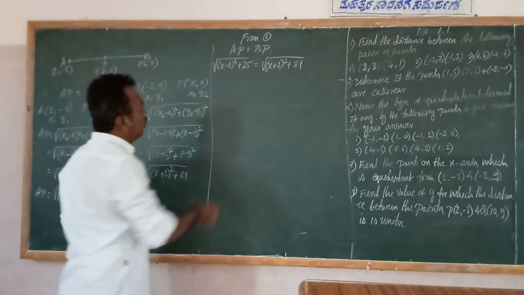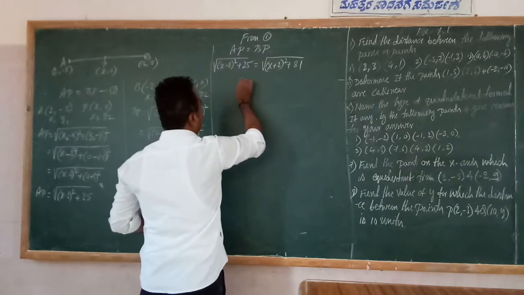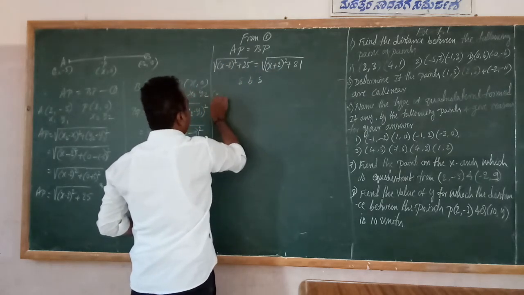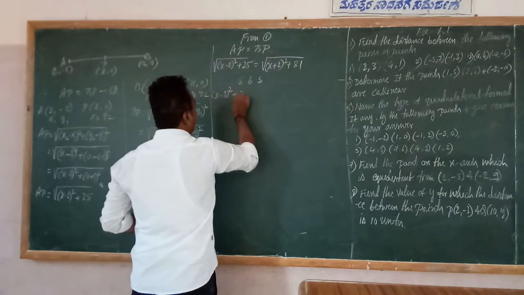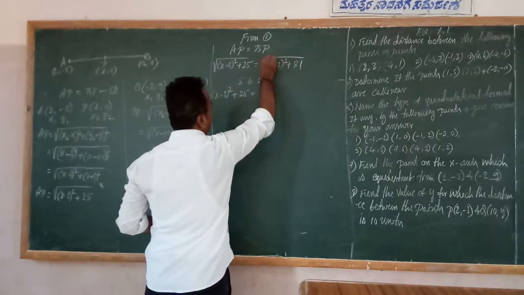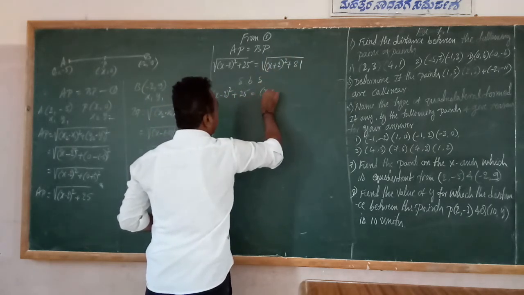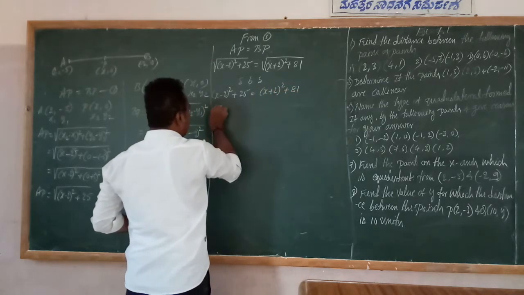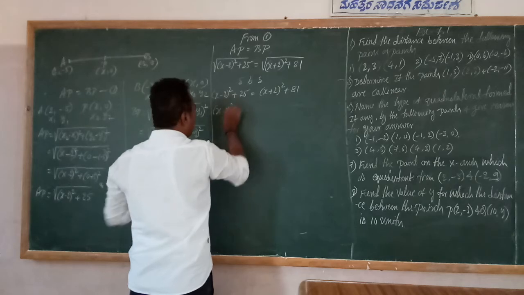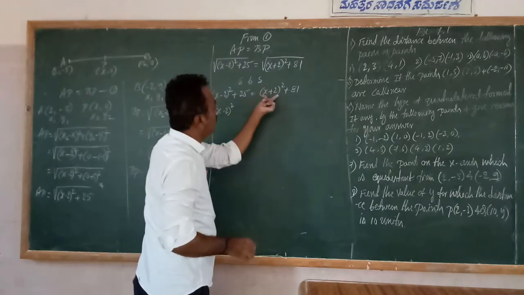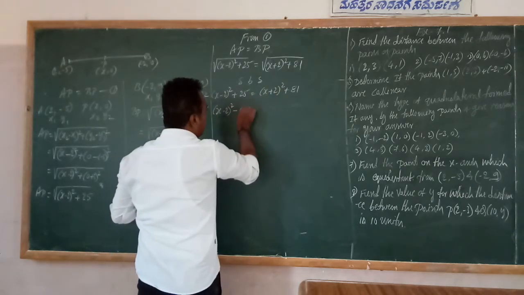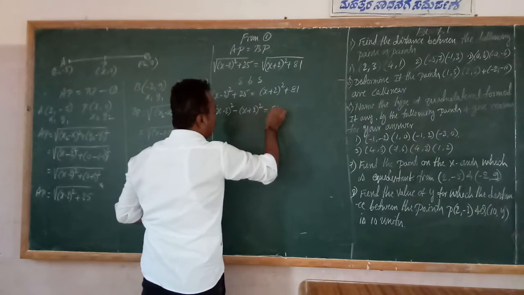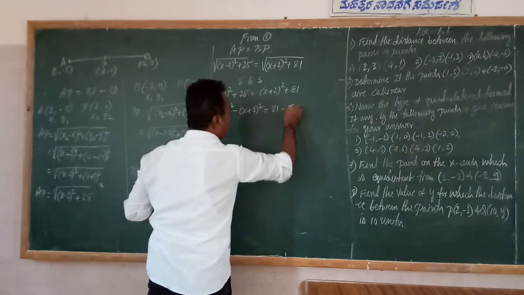Now the square root is there, so we do squaring on both sides. Squaring on both sides, the square root gets cancelled. Remaining: (x minus 2) whole square plus 25 is equal to (x plus 2) whole square plus 81. So (x minus 2) whole square stays there. The (x plus 2) whole square, bring to this side, it becomes minus (x plus 2) whole square. Is equal to 81 stays there, and plus 25 goes to the other side as minus 25.